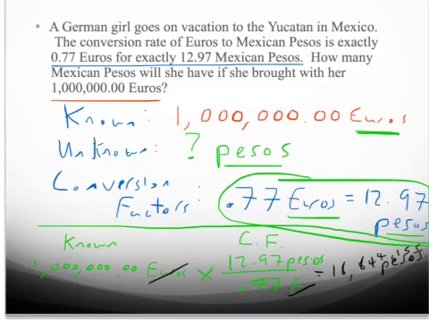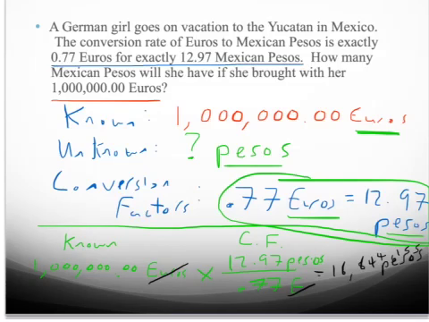Now, if you look at the original numbers in the problem, the euros are with 2 significant figures, the pesos are with 4 significant figures. The 12.97, the euros with the 0.77 had 2, and the 1,000,000.00 euros had 9 significant figures. So the least amount of significant figures, when we did all our multiplying and dividing, had 2 significant figures. So your final answer should have 2 significant figures.